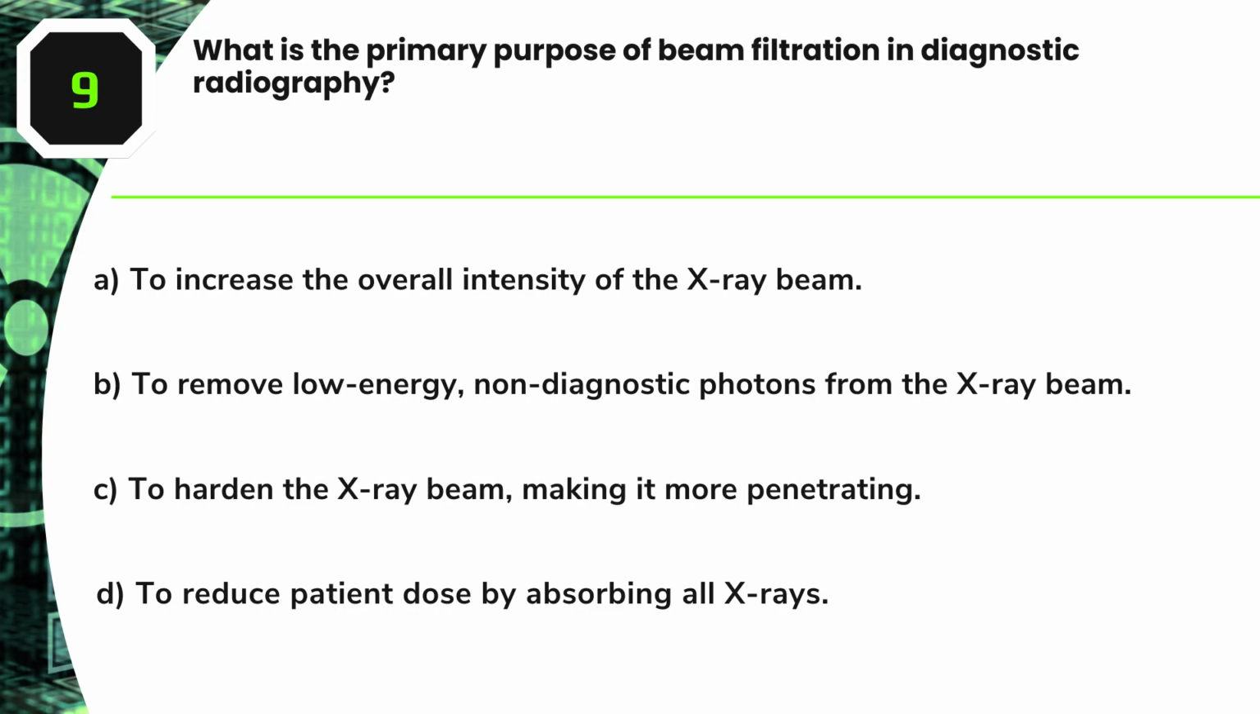Question 9. What is the primary purpose of beam filtration in diagnostic radiography? A. To increase the overall intensity of the X-ray beam. B. To remove low-energy, non-diagnostic photons from the X-ray beam. C. To harden the X-ray beam, making it more penetrating. D. To reduce patient dose by absorbing all X-rays.